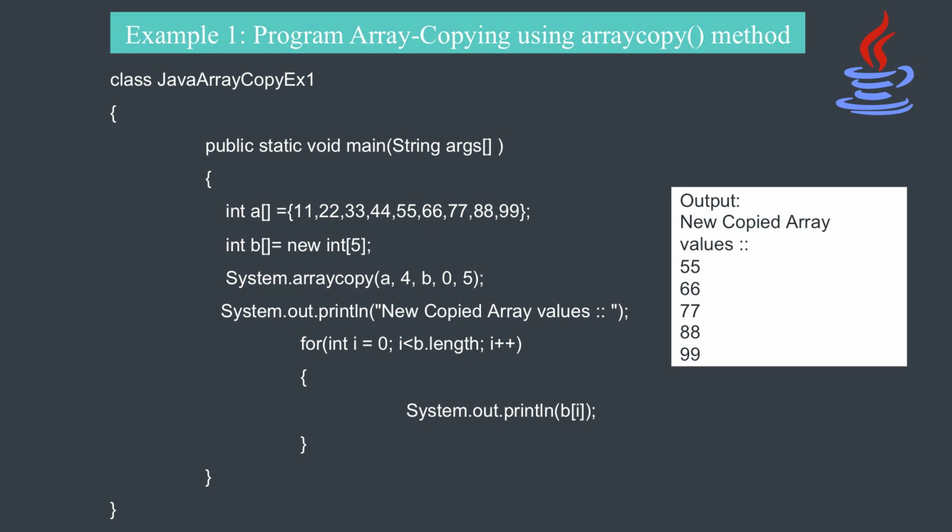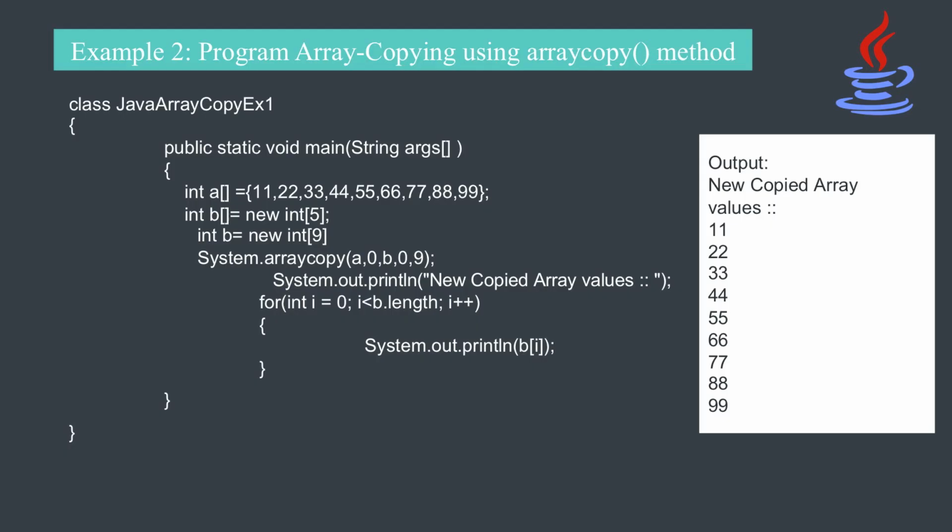Then come to the for loop for displaying the elements of an array. Print copied array elements or values. For i is equal to 0, i is less than b.length, i plus plus, print b of i. When you compile and run the program, the output will be the copied array elements in B array: 55, 66, 77, 88, 99, 0th index to 4th index.